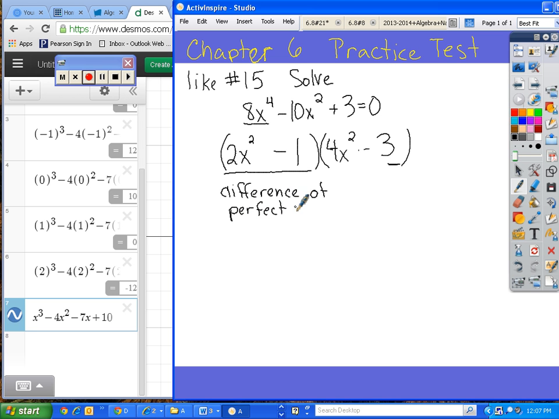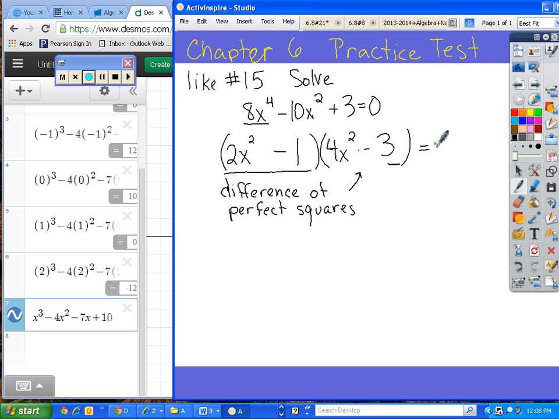So I look here, it's a difference problem, that's good. But 1 is a perfect square and x squared is a perfect square, but this 2 is giving me problems. So this is not a difference of perfect squares, so I cannot factor this problem any further. Again, I look here for a difference of perfect squares, and it is not.